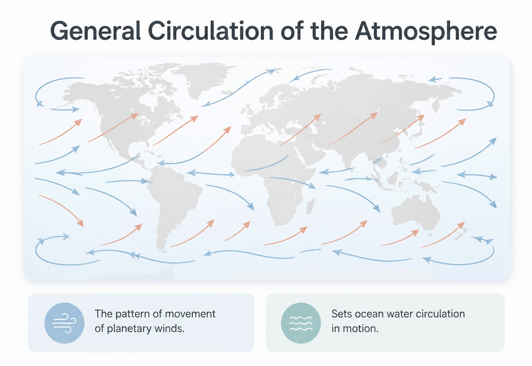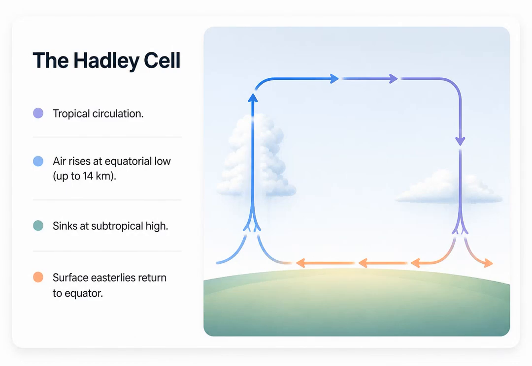This entire pattern depends on latitudinal heating, the emergence and migration of pressure belts, the layout of continents, and the Earth's rotation. This general circulation operates in three distinct massive loops of air in each hemisphere, known as cells. The first is the Hadley cell, located in the tropics.